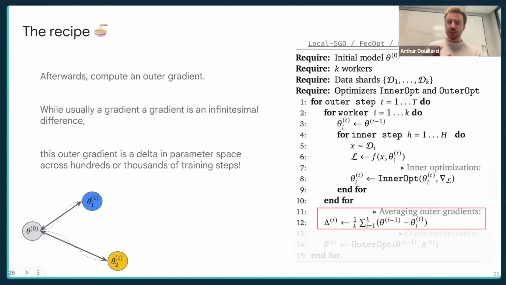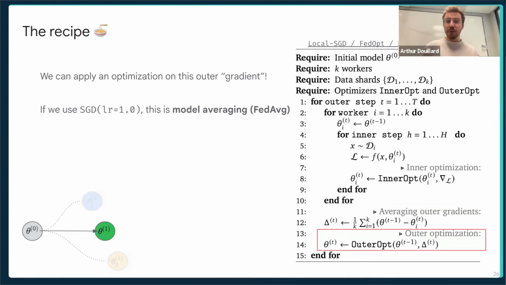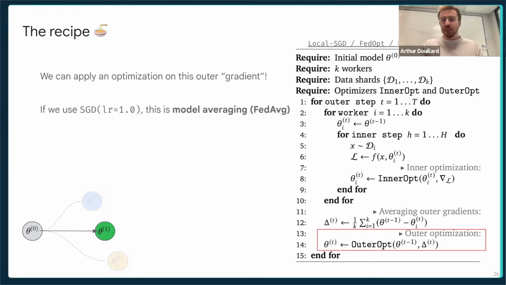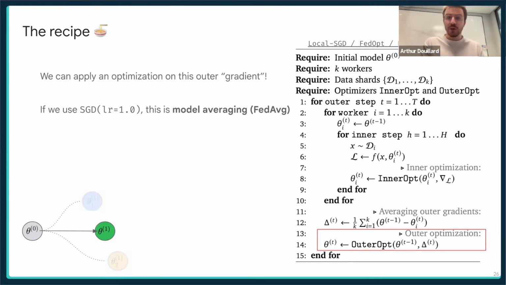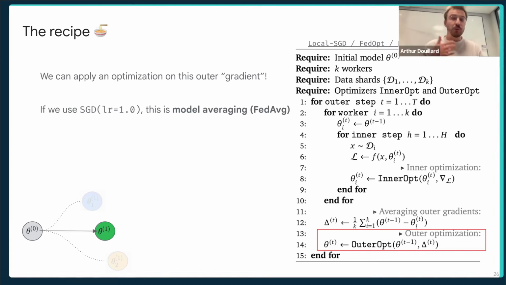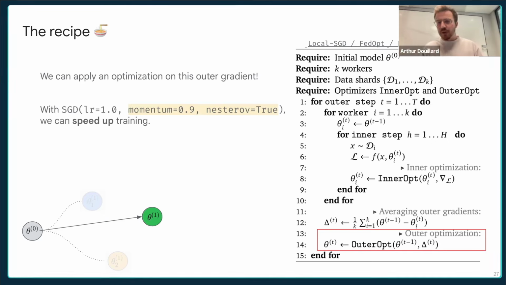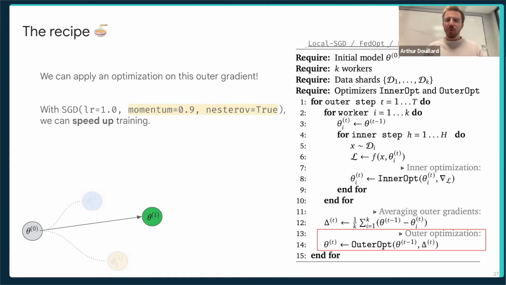We can consider this outer gradient as actually a gradient, and we can apply an optimizer to it. In that case, if your outer optimizer is, for example, SGD with a learning rate equal to 1, that's simply equivalent to doing model averaging. So, for example, like FedAvg, but also quite similar to the souping literature, where we simply average the parameters. It's actually not very useful because usually you get low performance because of that.